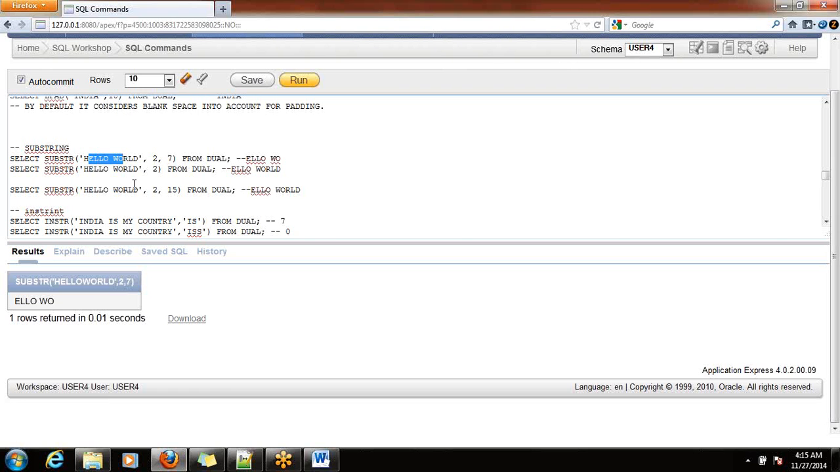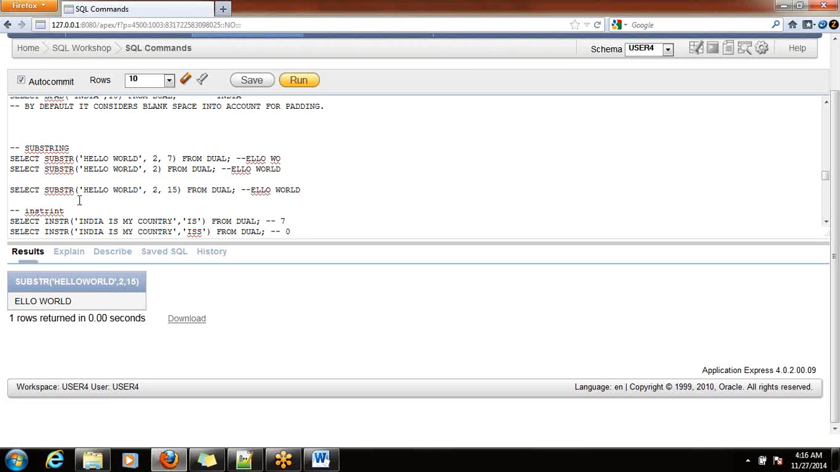Now, let me give only 2 arguments. I did not give the third argument. This means just substring from the second to last, because I did not supply the third argument. And here I am giving 15 as the third argument, from the second. It also gives the same result.